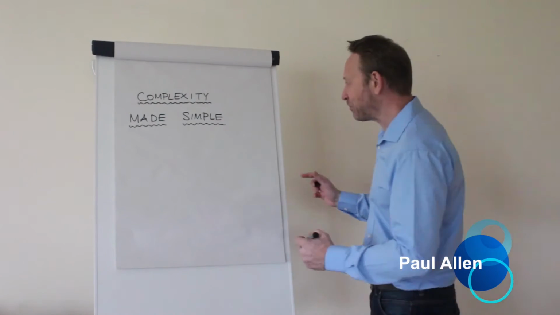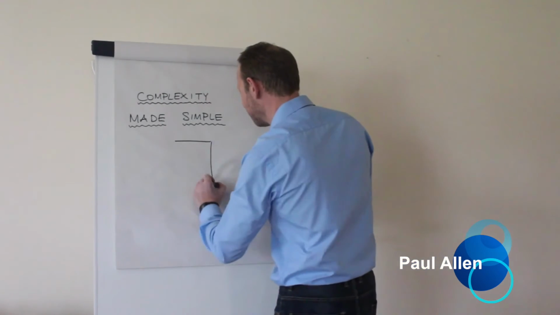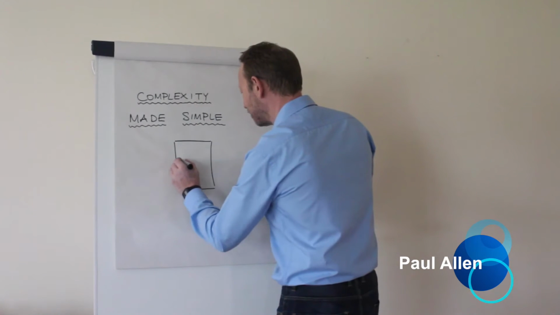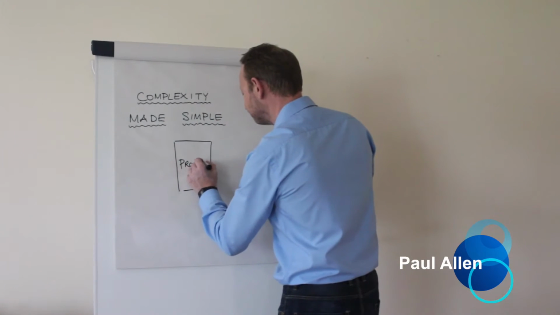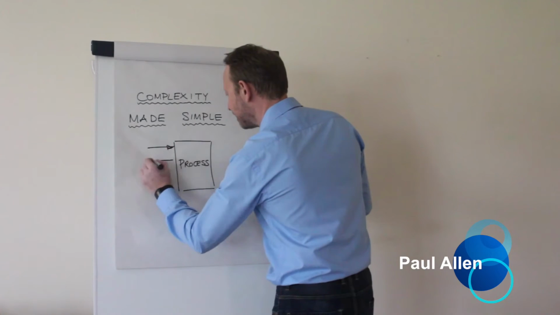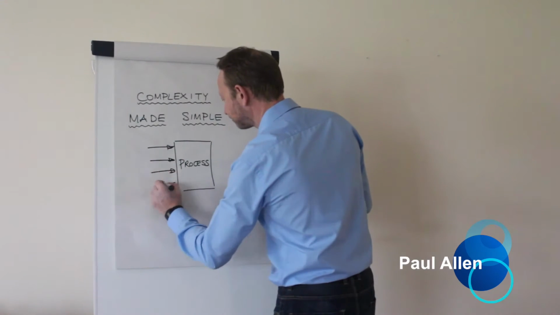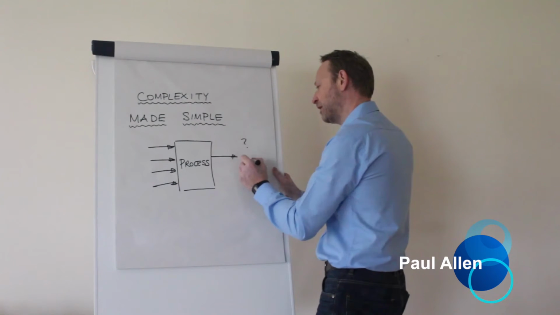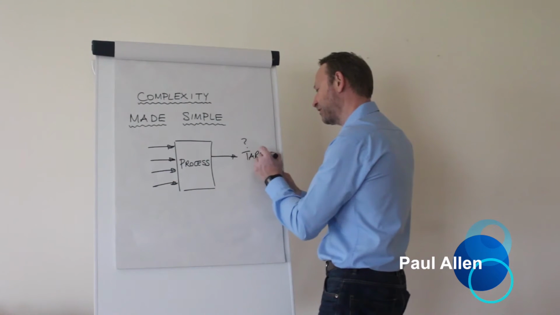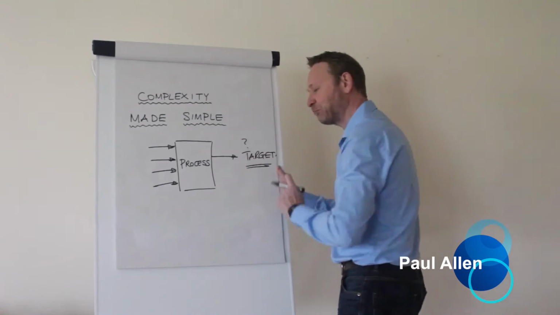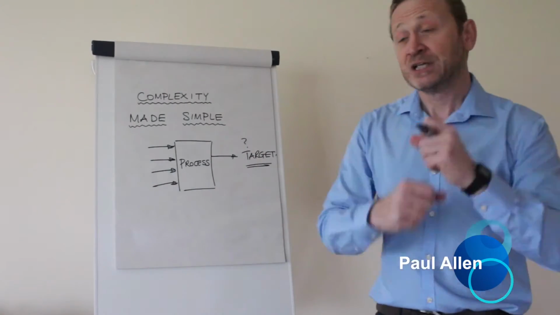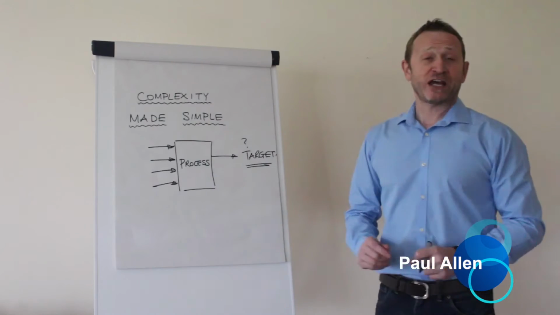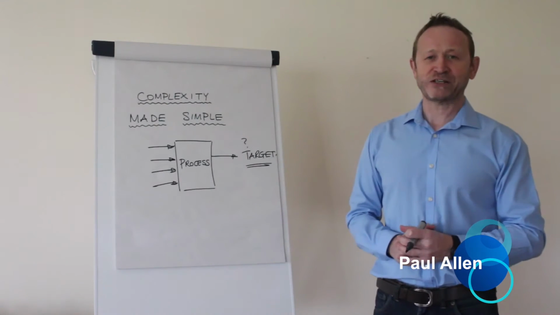So let's go back to one of the basic principles of Six Sigma: inputs, control, outputs. You have a process. It's got inputs. I've just drawn four here. And it's got an output. And you're trying to hit some target, some specification, etc. Trying to please the customer. And generally what this creates is huge complexity.